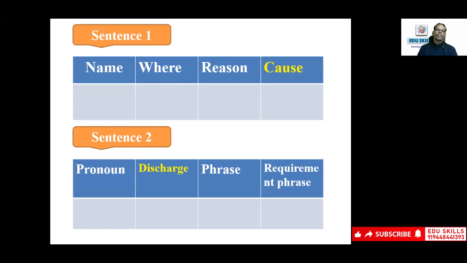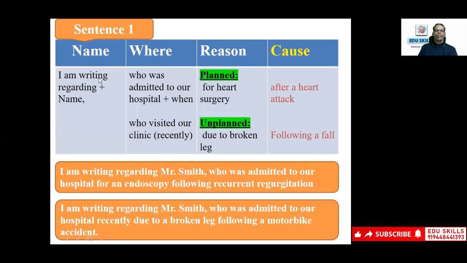So the second sentence will start with a pronoun because we have started the first statement with the name. The second sentence should start with a pronoun. Then discharge, which I have put in a different color because it can be discharge or referral or anything. Then a phrase, then the requirement phrase, what is required. And I'll give you an example. For example, here: I am writing regarding plus name. Okay, first column, the initiation and name. I am writing regarding plus the name of the patient, where: who was admitted to our hospital, and when; who visited our clinic recently. So the when aspect should be there, and if it is given, definitely it will be given.